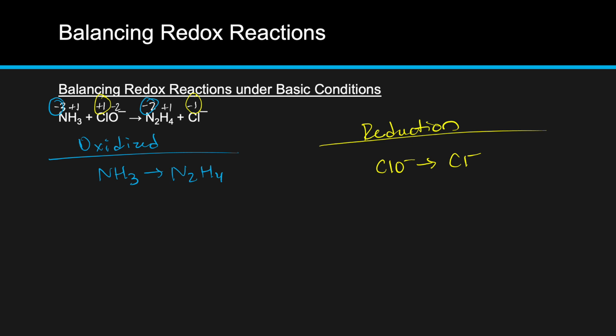On the reduction side, we only have one chlorine on each side, so that's already balanced. We do need to put a 2 in front of NH3 to balance out our nitrogens. So now let's balance out our hydrogens and oxygens. For the oxidization half reaction, there are no oxygens, so I'm going right to the hydrogens. I have a total of 6 on the left and 4 on the right, so I need 2 H pluses to balance that out. And then going over to my reduction side, I have 1 oxygen on the left, so I need 1 water on the right, which means I need 2 H plus ions on the left.